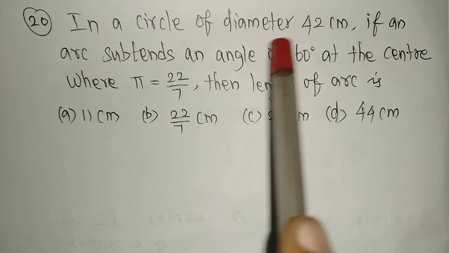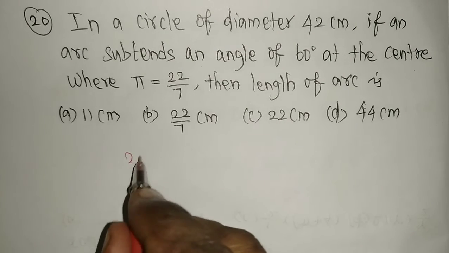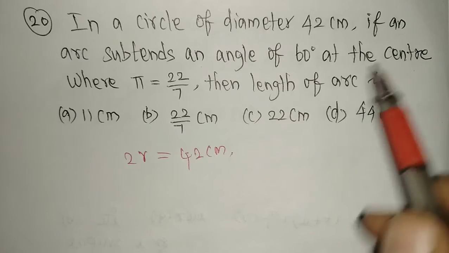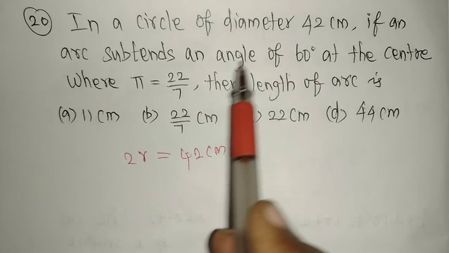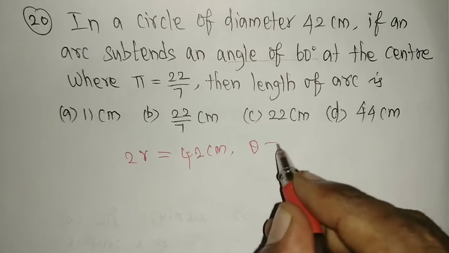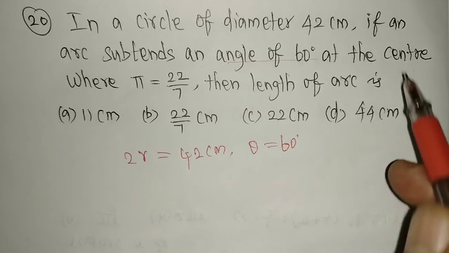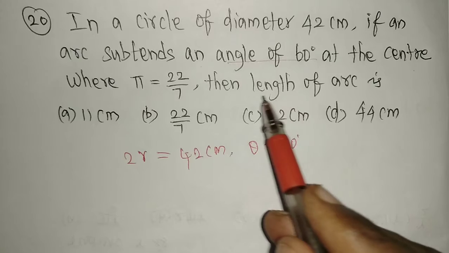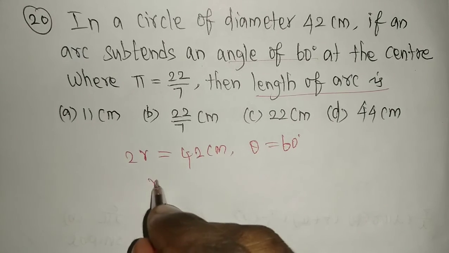In a circle, the diameter is 42. So diameter, in the sense, we know 2r is equal to 42 centimeter. If an arc subtends an angle, they have given that theta is equal to 60 degree at the center, where pi equal to 22 by 7 you can use it. Then the length of arc. Length of arc we know very well.